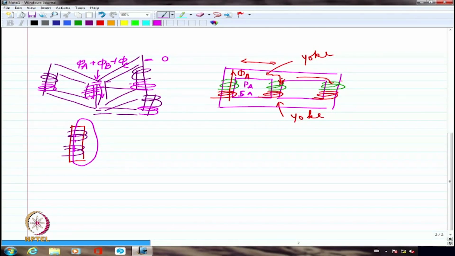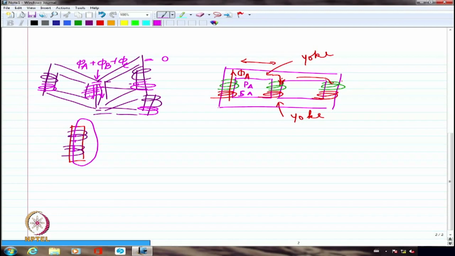That has, for example, an 11,000 by 440 volts transformer. So what you have on the secondary side will normally be a star connection. Secondary will be a star. Primary can be delta or star. Invariably it may be delta.